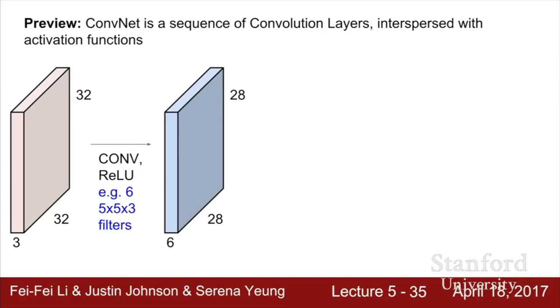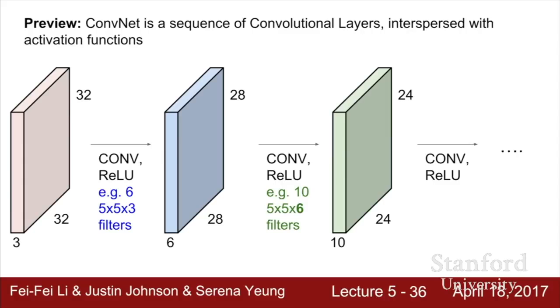A preview of how we're going to use these convolutional layers in our convolutional network is that our ConvNet is basically going to be a sequence of these convolutional layers stacked on top of each other, the same way as what we had with the simple linear layers in our neural network. Then we're going to intersperse these with activation functions, for example, a ReLU activation function. So you're going to get something like conv, ReLU, and usually also some pooling layers, and then you're just going to get a sequence of these, each creating an output that's now going to be the input to the next convolutional layer.